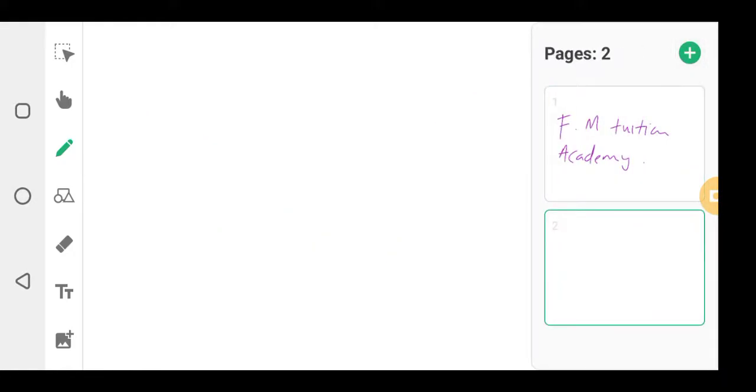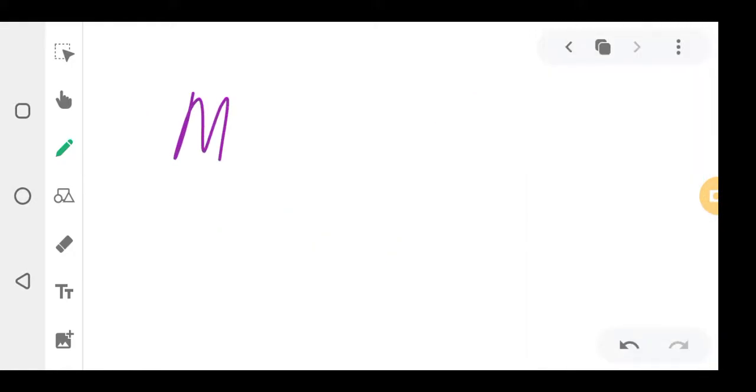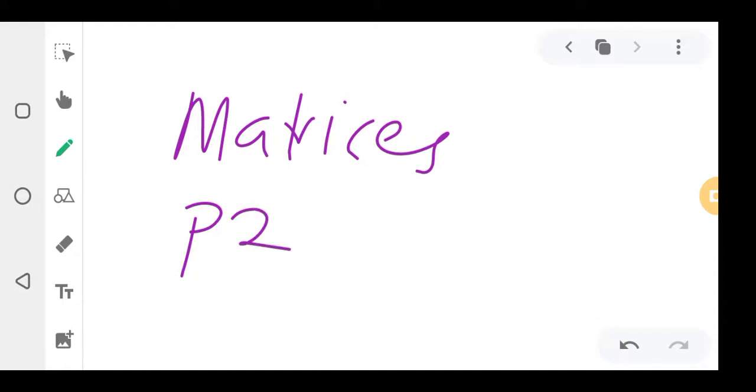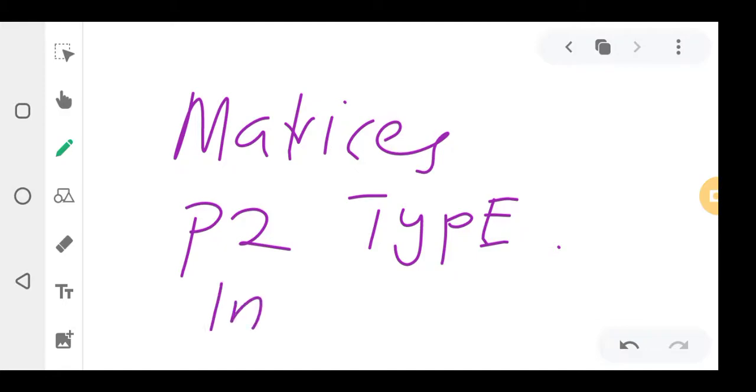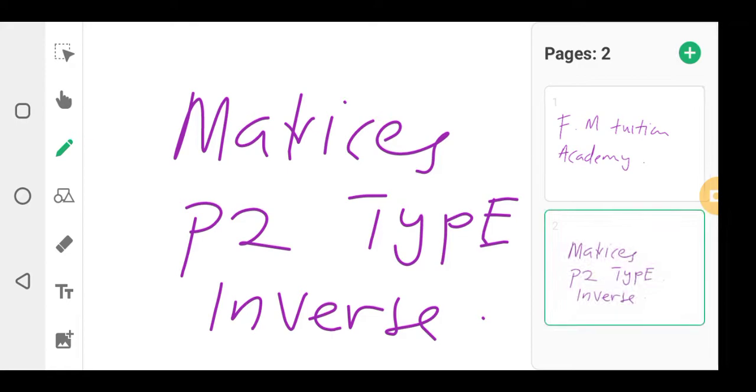Today we'll be looking at matrices. Okay, paper 2 type, and we're looking at inverse. Okay, how to find the inverse.